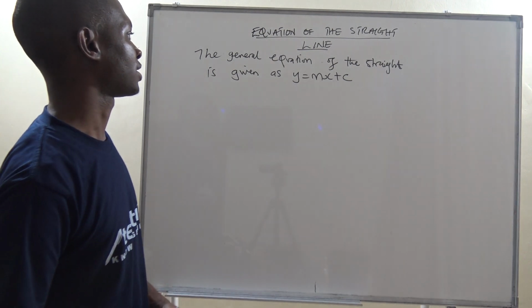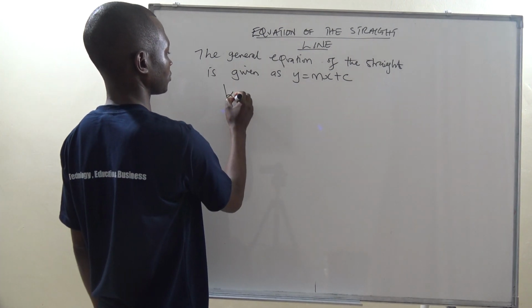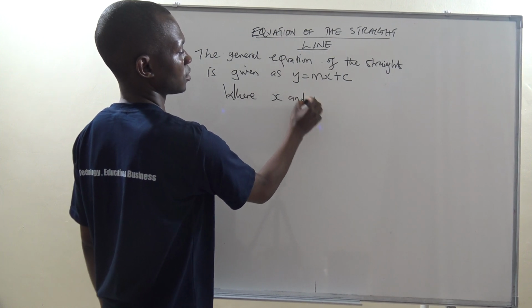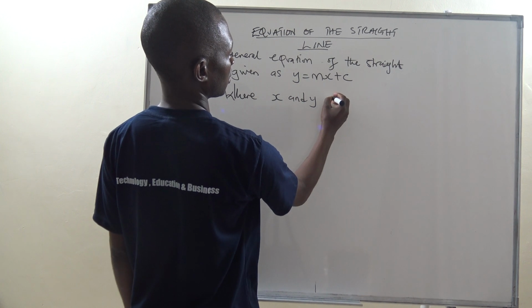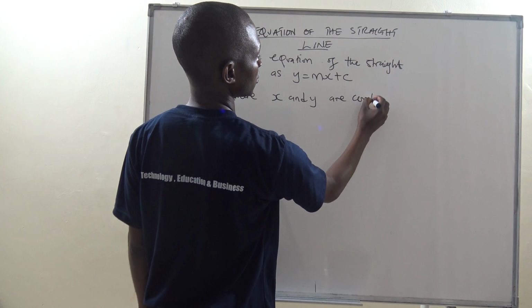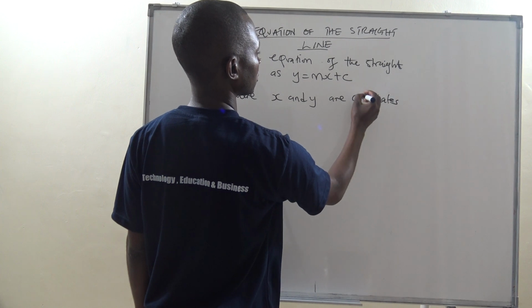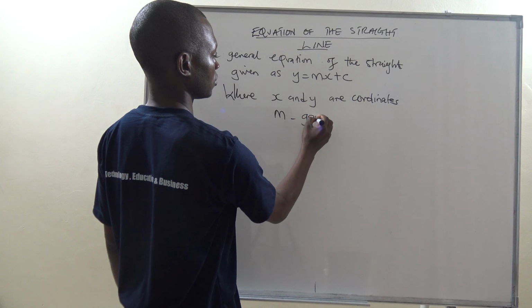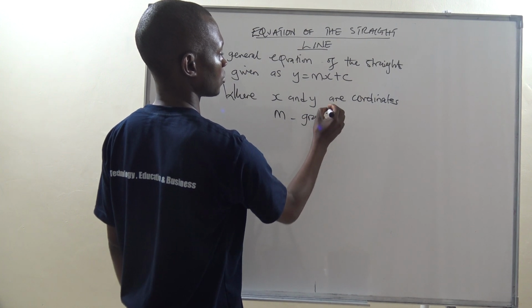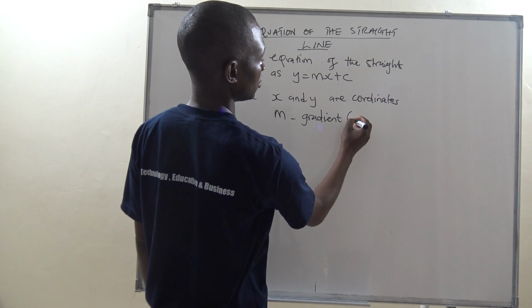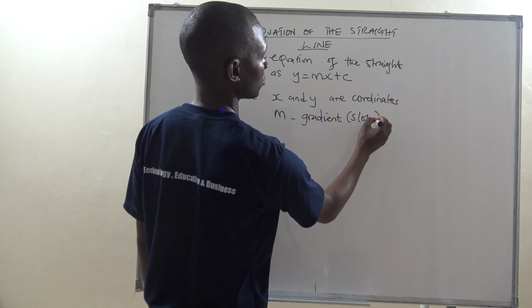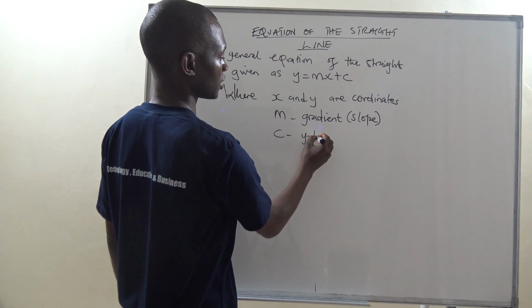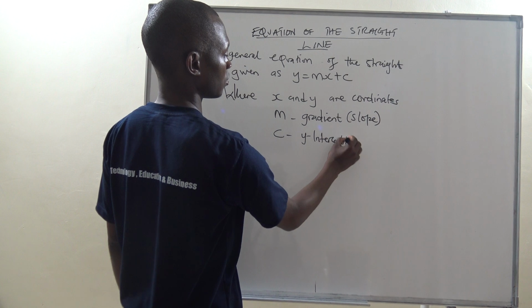y equal to mx plus c, where x and y are coordinates. m is the gradient. Sometimes others call it a slope. c is the y-intercept.